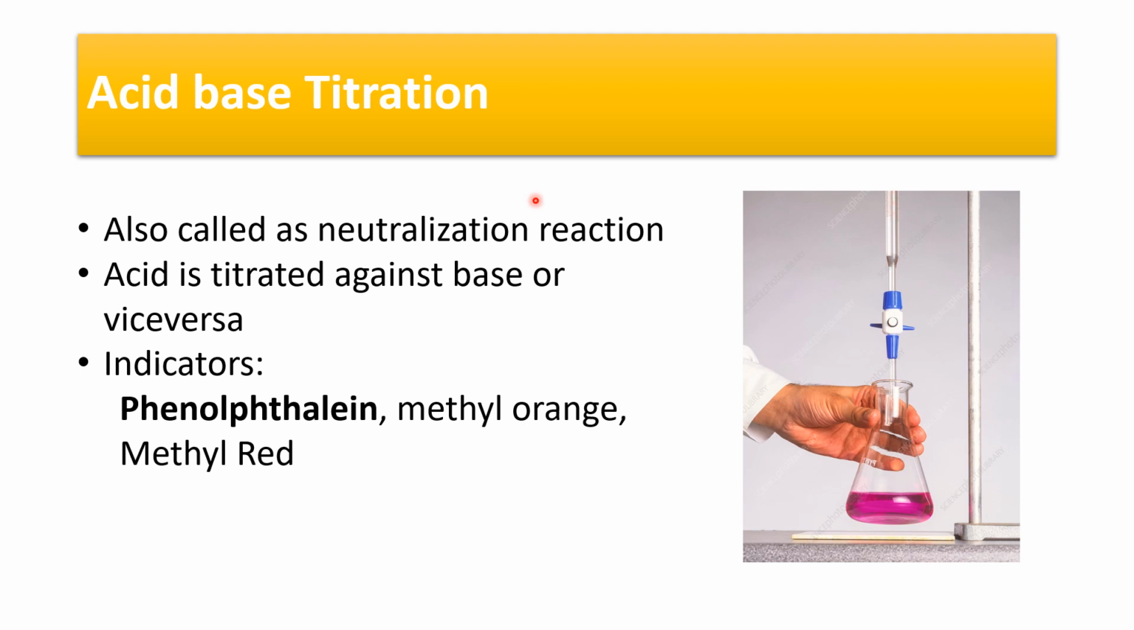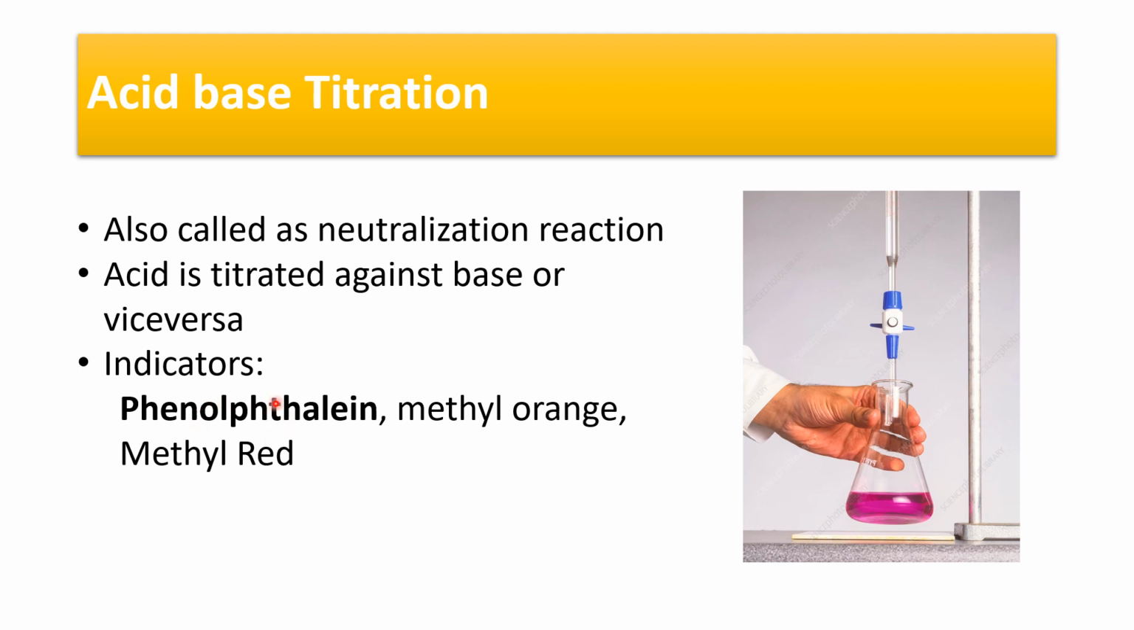So let us understand what is acid-base titration. Acid-base titration is also called a neutralization reaction. Acid is titrated against a base or vice versa. So whenever in the burette or in the conical flask you have an acid or a base, so your titrant would be an acid or a base, or titrand would be an acid or a base, that time it is called an acid-base reaction. Means in short, you are reacting an acid with a base. The indicators which are used in acid-base titration are phenolphthalein, methyl orange, methyl red.